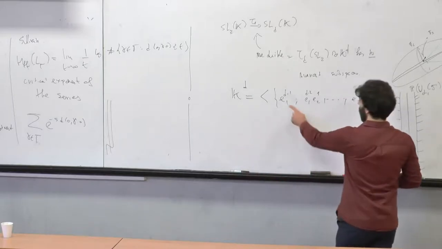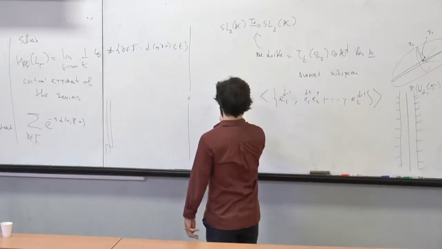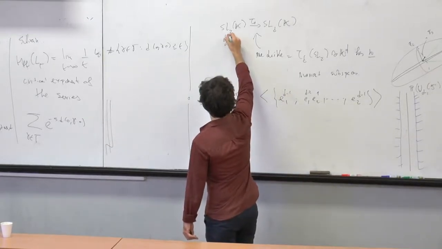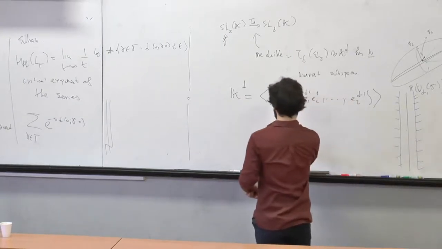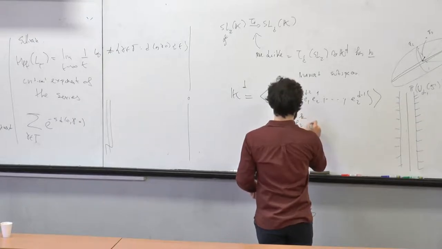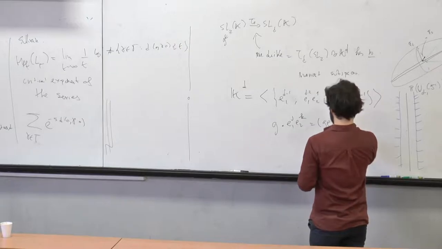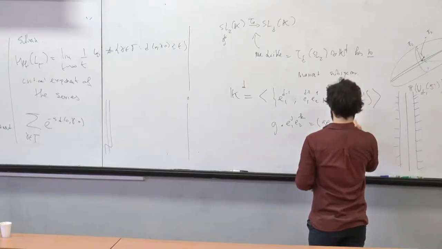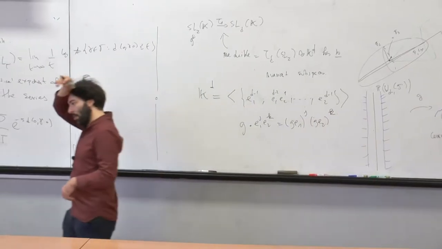So say that E1 is (0, 1) and E2 is (1, 0). And so your action of some SL2 element in K^D, you want to look at it in this basis: how do you act on this basis? You're going to act on each of the variables. Okay, so this is just some definition.